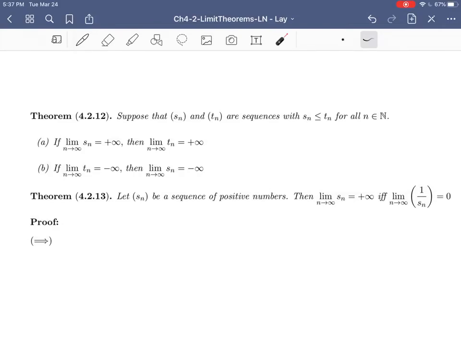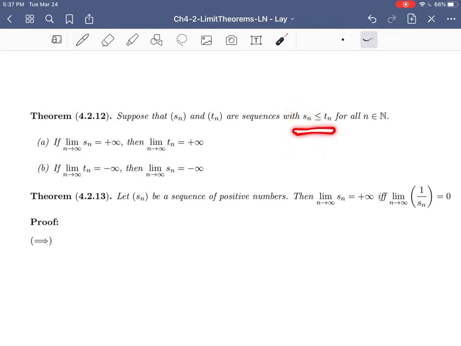Here we are in the last video for section 4.2, and so we have two more theorems that we'll go through. One we'll just talk about the theorem, and the second one we will prove the theorem in one of the directions.